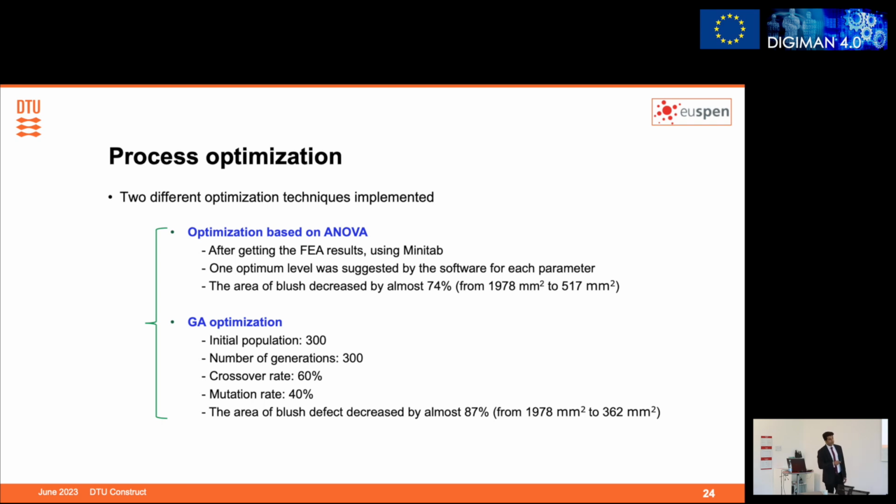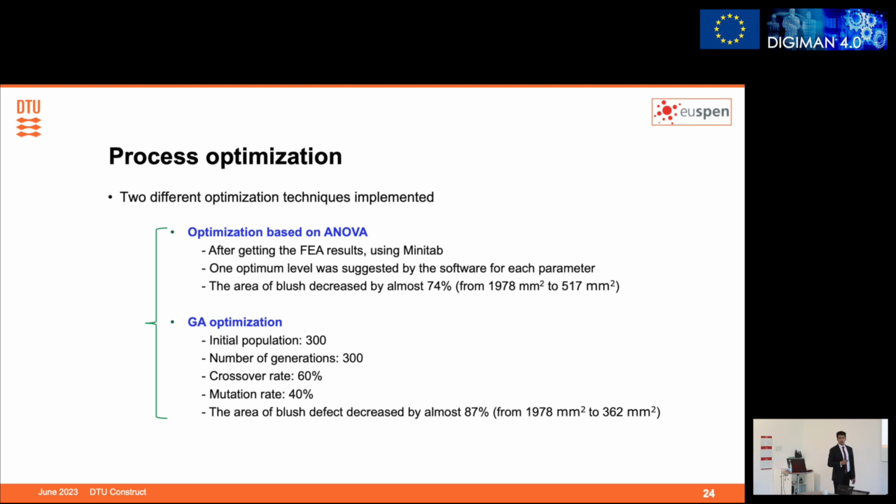And doing that, we saw that with those levels suggested by Minitab, the area of blush defect will decrease by 74%. The initial area manufactured by the company was this one, and after doing the optimization, it decreased to almost 500 square millimeters. So it's a huge decrease.